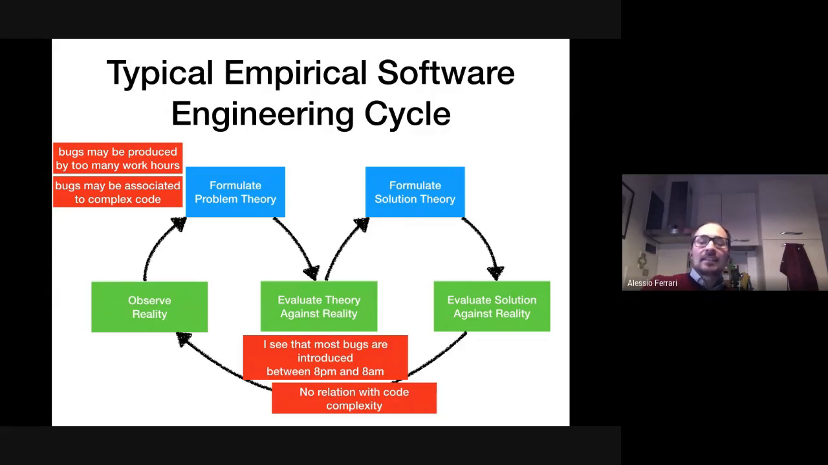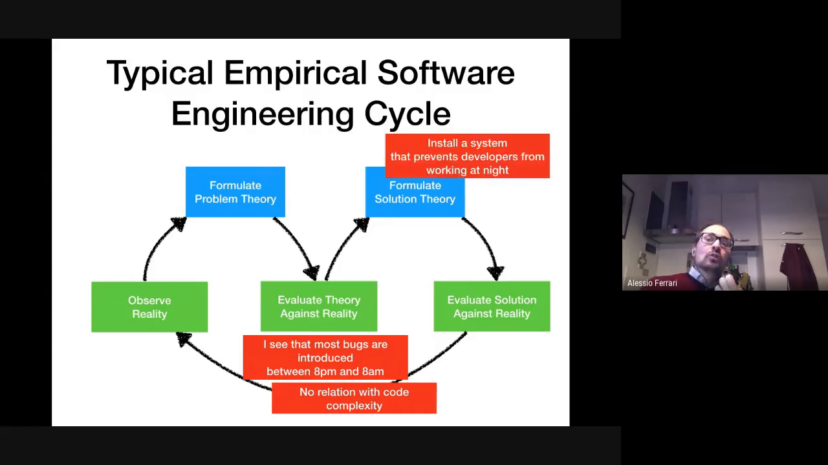And I see that actually what is related to the number of bugs is the time when these people are programming. If people program by night, it seems that they introduce bugs, and during the day they don't introduce bugs. So at this point, I have understood in practice what may be the source of my problem. So I can pass to formulate a possible theory.